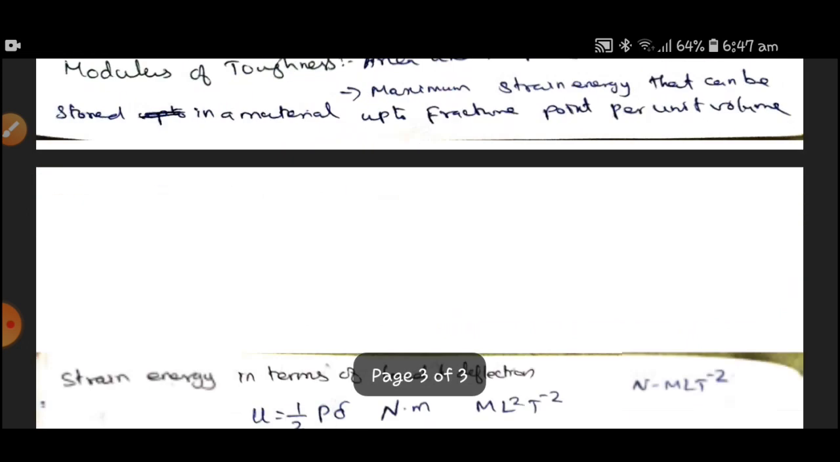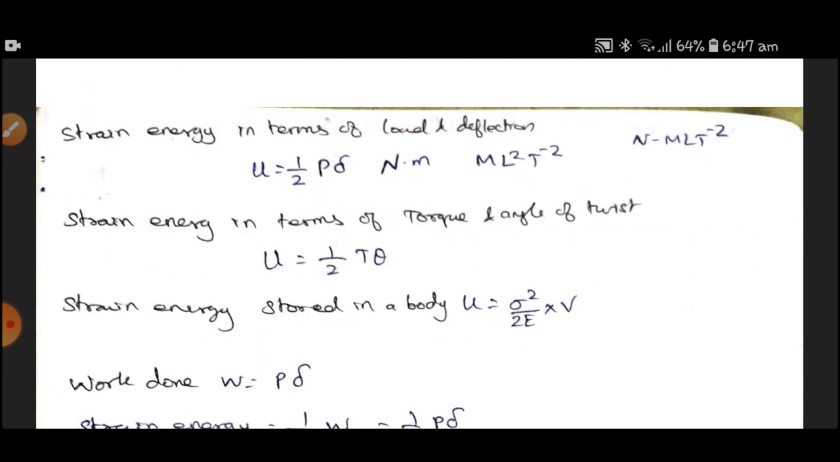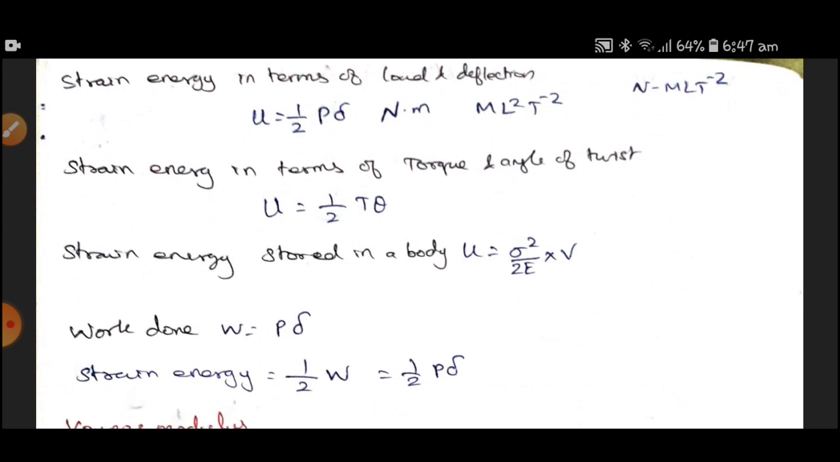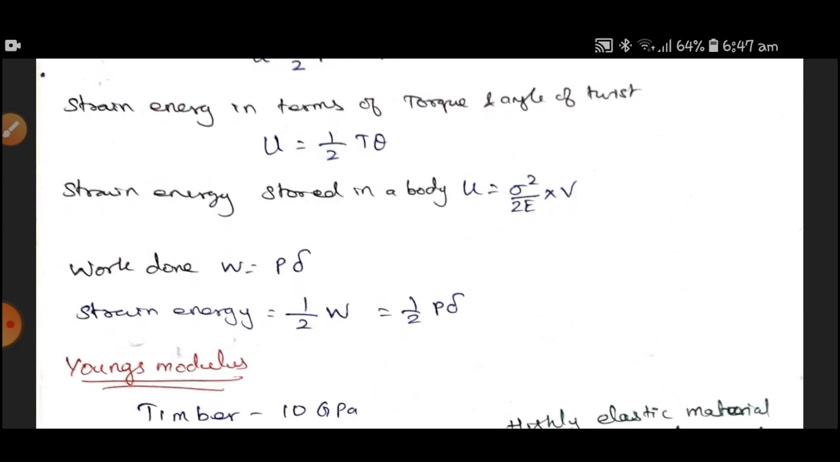Similarly, the strain energy for the different conditions are here. The strain energy in terms of load and deflection, U is equal to half P into delta. And strain energy in terms of torque and angle of twist, T into theta. Strain energy stored in a body, U is equal to sigma square V divided by 2E. Therefore, the work done is W is equal to P into delta. Strain energy is half into W, that is half into P into delta.